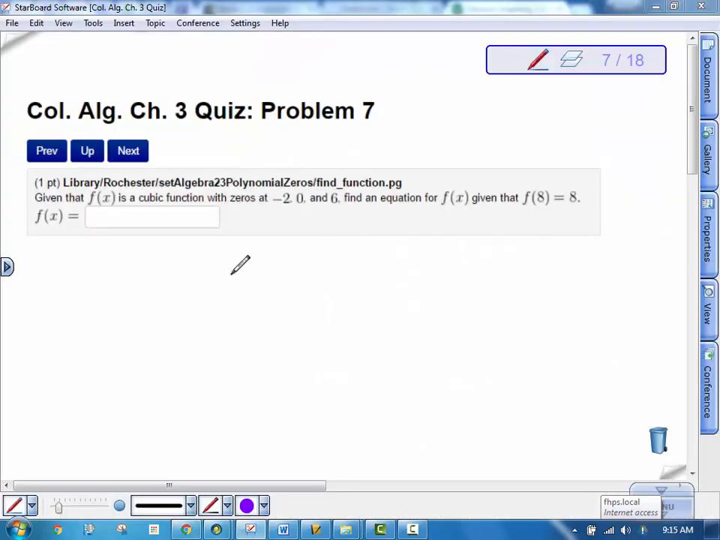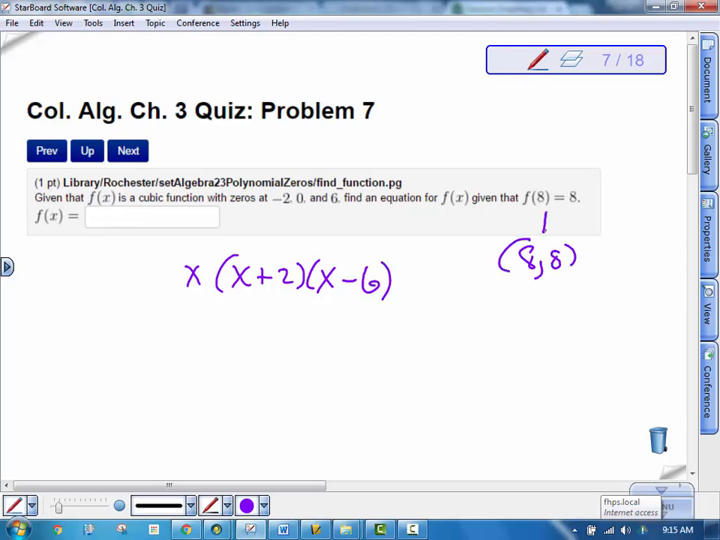The next equation wants a cubic function with these zeros, so that'd be x plus 2. We'd have x minus 0, which I'll write as just x, and we'll have x minus 6. And we also want it to go through the point (8, 8). That's what this means right there. Function notation says that's our x value, that's our corresponding y value. So there's some a value in front of this, and I'll use y instead of f of x for now. I'm going to plug this in for x, so I have a times 8 plus 2, which is 10, times 8 minus 6, which is 2, and that equals our y coordinate, which is 8.